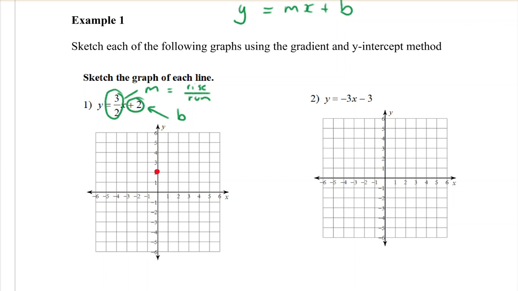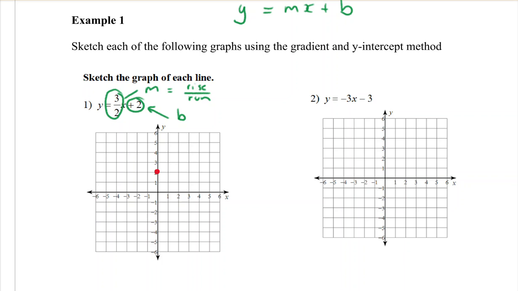Now from that dot we want to do our gradient. If our gradient is a fraction, that actually makes it easier for us because a gradient should have a rise and a run. The rise will be the top number and the run will be the bottom number. Okay, so I'm going to rise 3 and run 2 from the dot that I've already made. Okay, that's why you have to start with the y-intercept first.